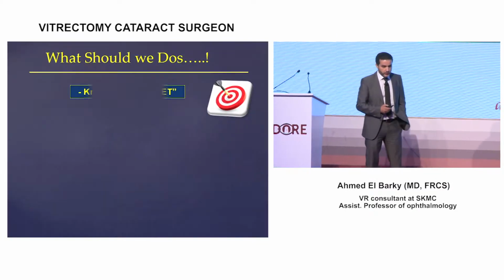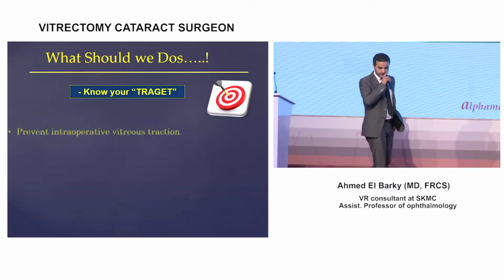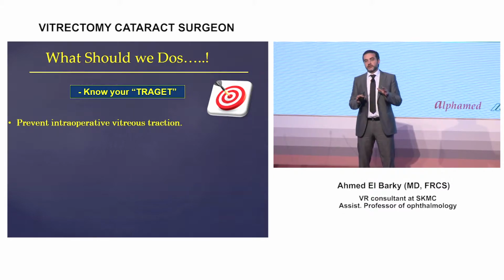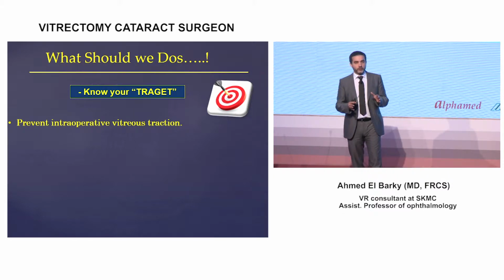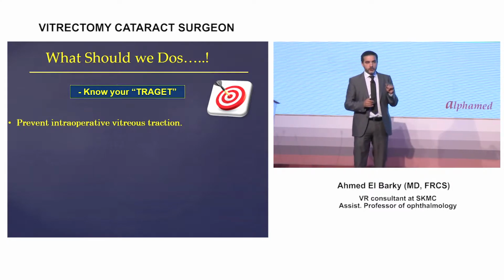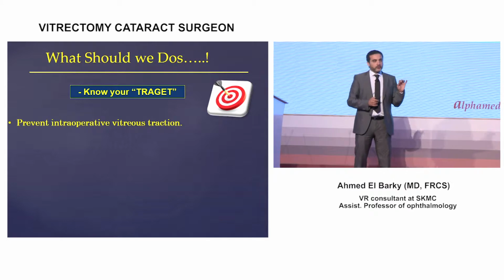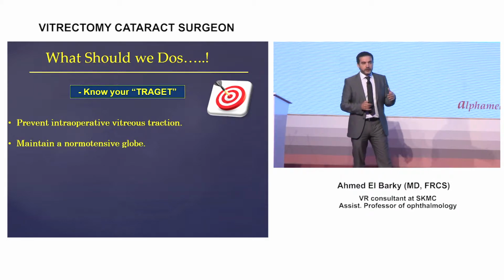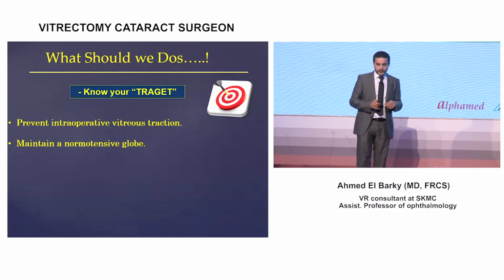So, knowing our target: actually here you have to think that we are not going to do a total or complete vitrectomy. We just want to remove the vitreous in the anterior chamber, and we need to assure these items. What we want to do is prevent intraoperative vitreous traction, either to the wound or to the iris. This is the most important point.